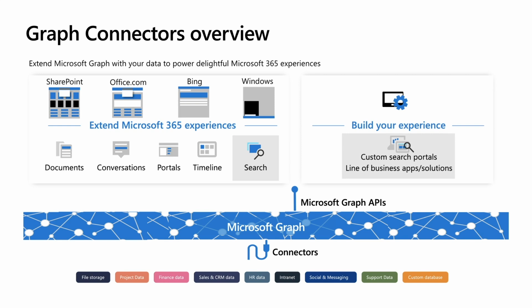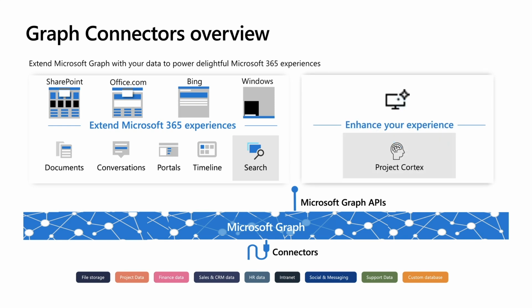Graph connectors also power Project Cortex, which can generate insights from all data sources in the organization about any topic. Project Cortex is a knowledge network in Microsoft 365, empowering people with knowledge and expertise within the apps you use every day, like Office, Outlook, and Teams. Search users can also discover trending information across sources, including that brought in by connectors, without needing to search.